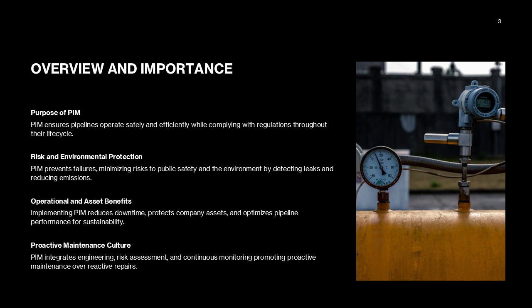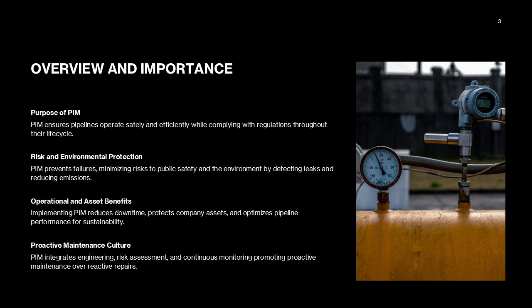Pipeline Integrity Management, or PIM, refers to a systematic approach to ensuring that pipelines operate safely, efficiently, and in compliance with regulatory standards throughout their life cycle. It encompasses strategies, processes, and technologies aimed at preventing failures, minimizing risks, and maintaining the structural and operational integrity of pipelines. The importance of PIM lies in its ability to protect public safety, the environment, and company assets.